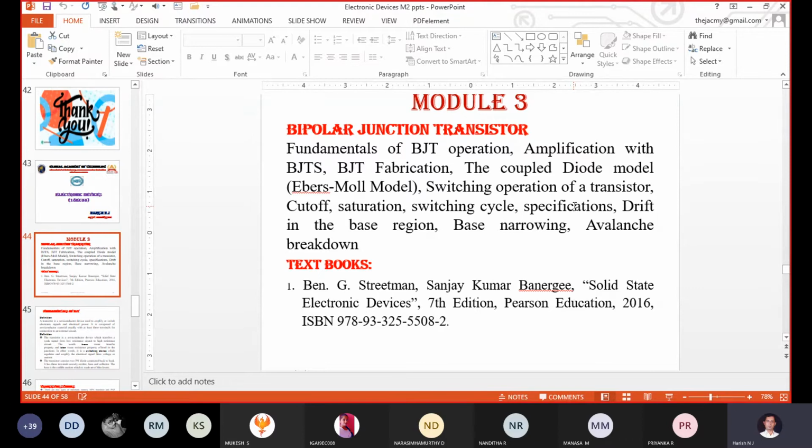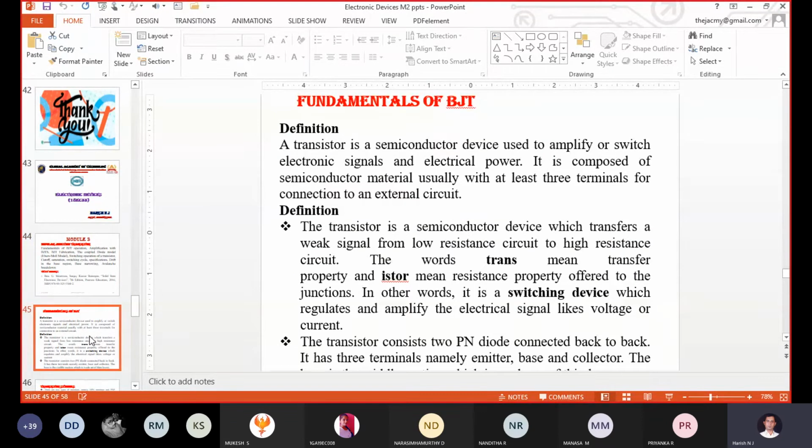For the third module also we are going to refer to your first textbook only. Out of the two textbooks we have to follow the first textbook only, Ben G. Streetman and Sanjay Kumar. This textbook only we have to use for the third module also. Okay, so once again we will move to the first topic, fundamentals of BJT. We will start from the definition.